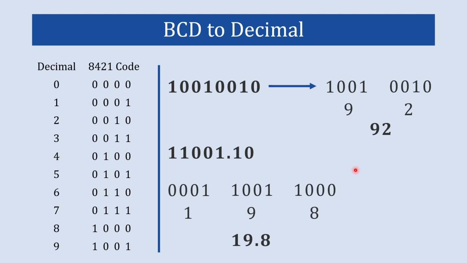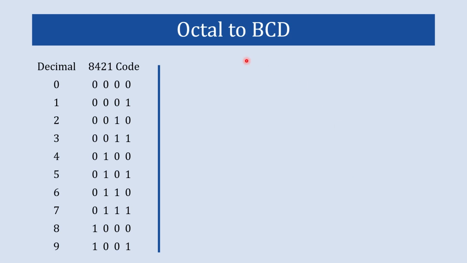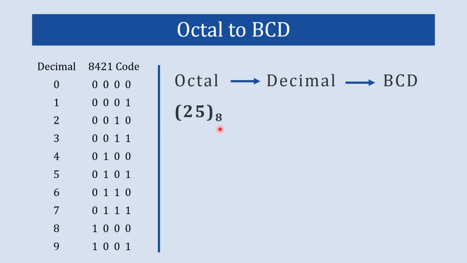So that's how you can convert decimal to BCD and BCD to decimal code. And now it's time to convert octal to BCD. In order to convert an octal number into BCD code, first of all you need to convert the octal number into a decimal number, and then convert this decimal number into BCD code. So this will be the process. Let's take an example. This is our octal number.